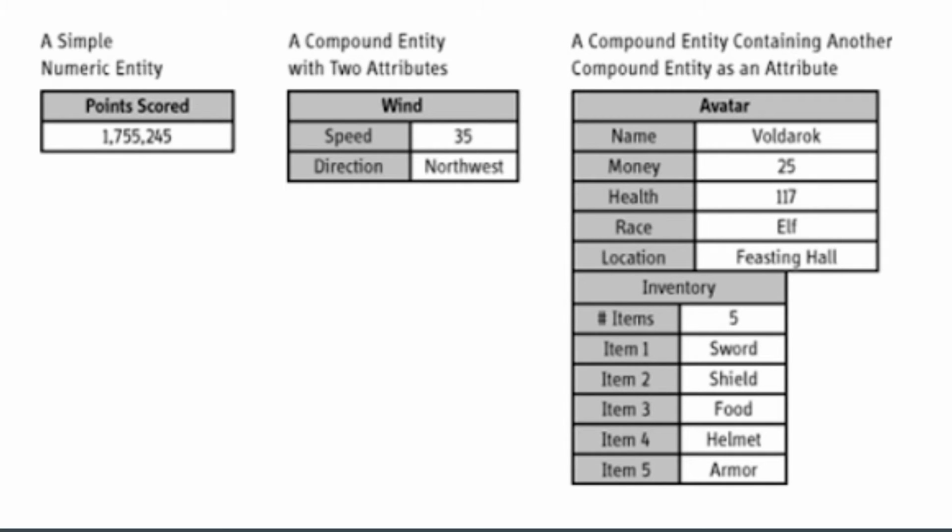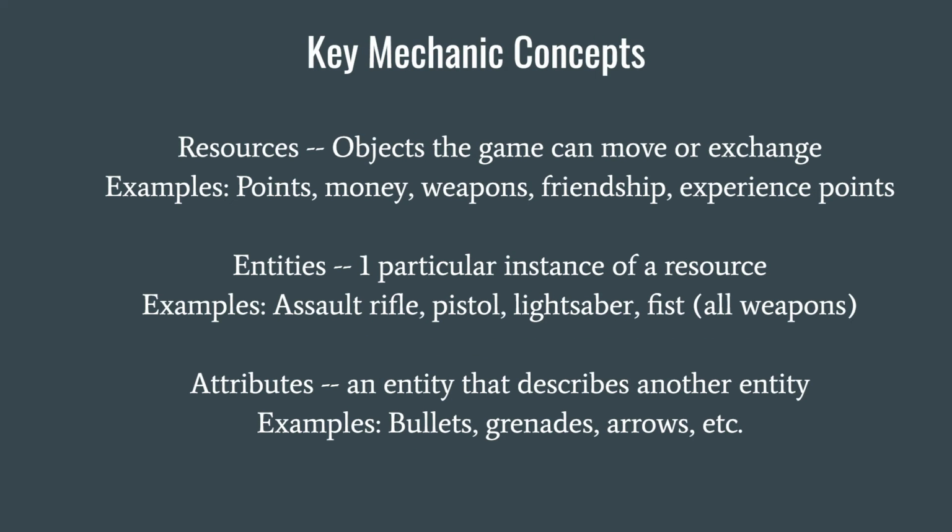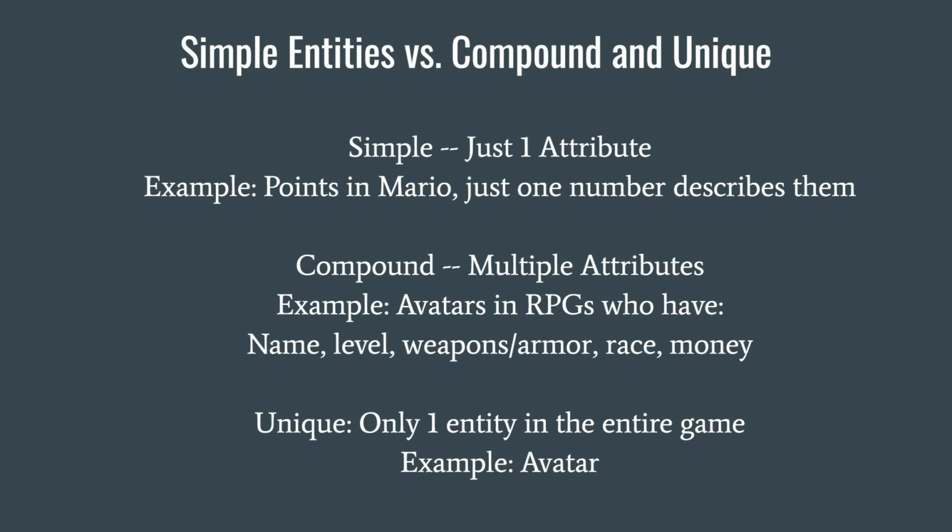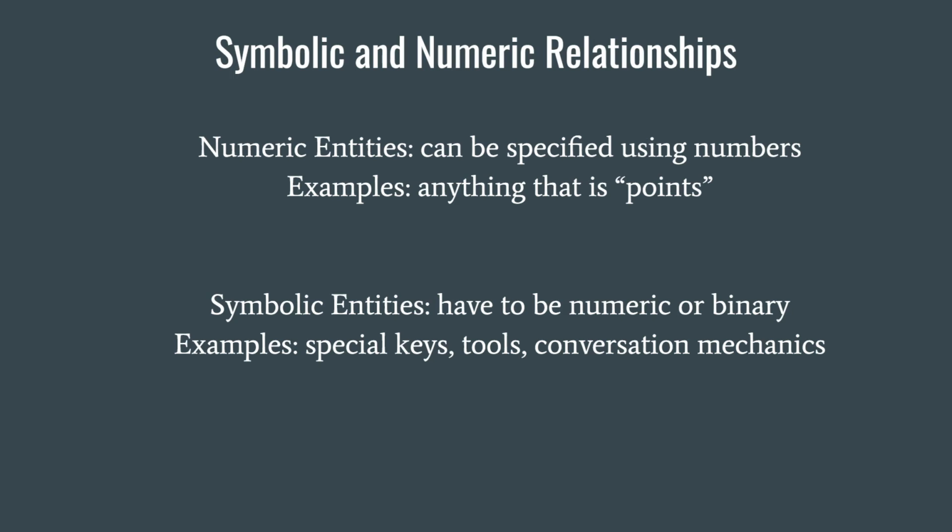I'd encourage you to just stop right now, and I'll go back to this slide. Stop right now and just think for 5 seconds, 10 seconds of the game you're working on for this class. What are your resources? What are your entities? What are their attributes? Just start listing them off in your head. What are the numbers the game needs to know in order to advance the game?